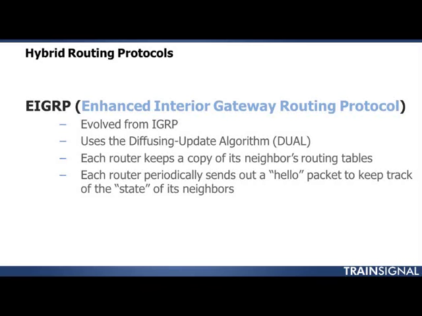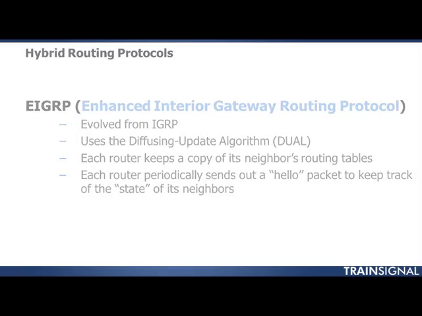First of all, it evolved from IGRP, which is simply the Interior Gateway Routing Protocol. That's the older version. Now we have the enhanced version. It uses something called the Diffusing Update Algorithm, or DUAL. Each router keeps a copy of its neighbor's routing tables, and each router will periodically send out a hello packet to keep track of the state of its neighbors, right? So it checks to see if the neighbors are currently in an up or down state. So as you can kind of see here, it is kind of a hybrid of how distance vector and link state work.